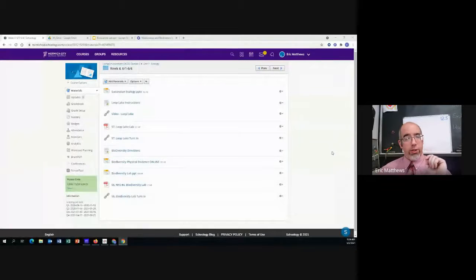Over here in Schoology, you can see we have the biodiversity directions, biodiversity physical evidence online. If you are digital only or you are home on this day while we are doing this lab, this is the link that you're going to want to use. So make sure, if you're here in person, then we have actual plant samples for the plant, the seed, and the stem. But if you are online, you can use this instead. We then have the Biodiversity Lab PowerPoint.